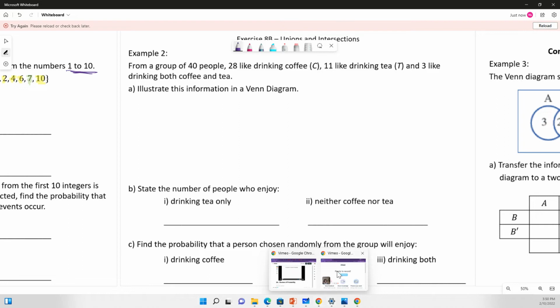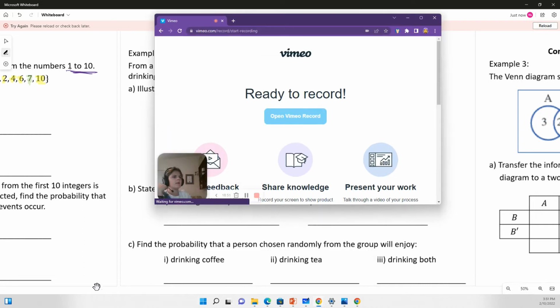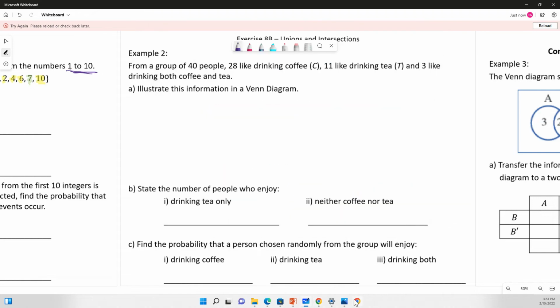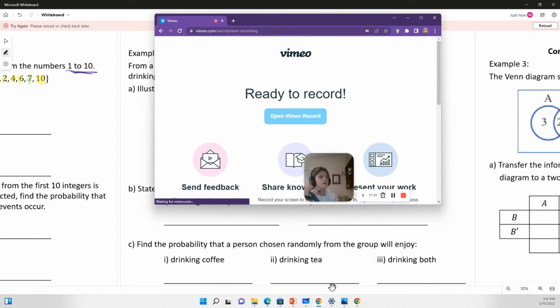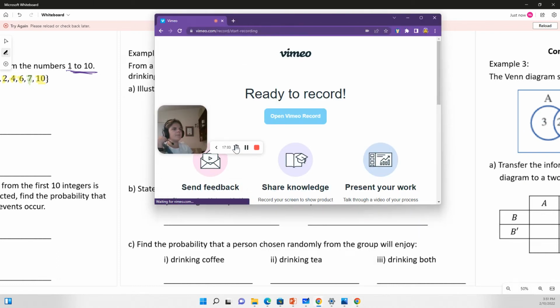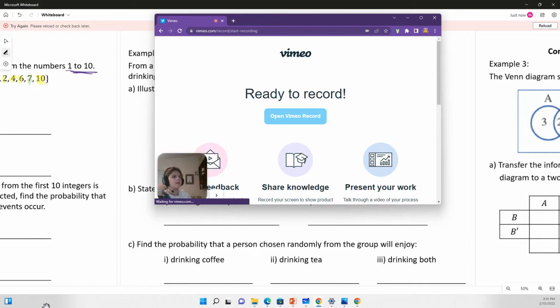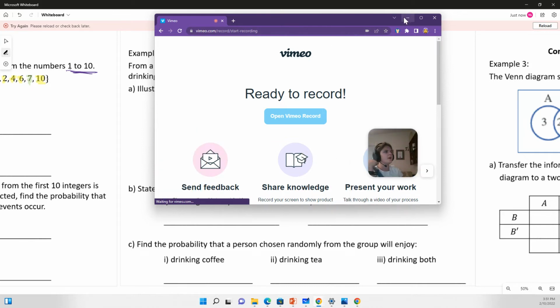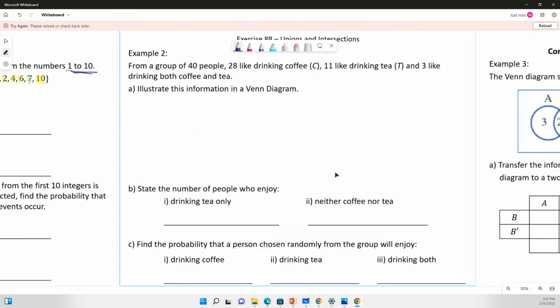I don't know why. 11 like drinking tea. It'd be nice if I could get this. Anyway, we'll work on getting all that working.